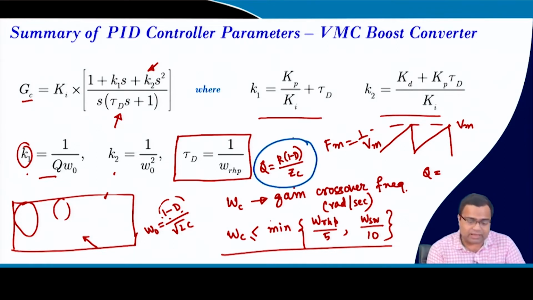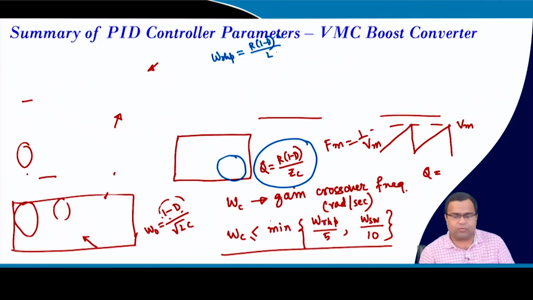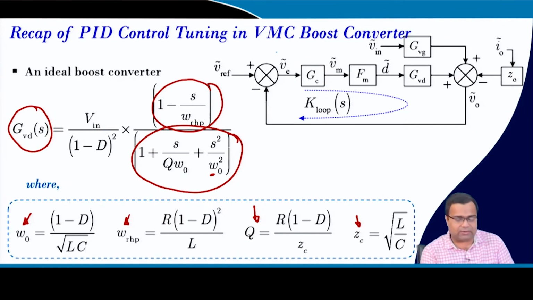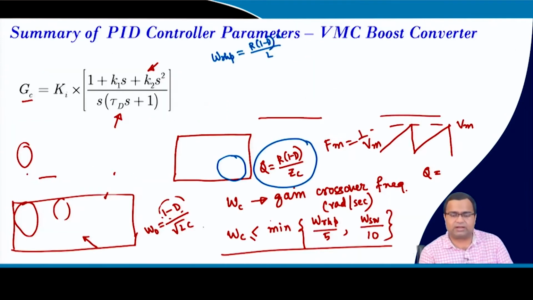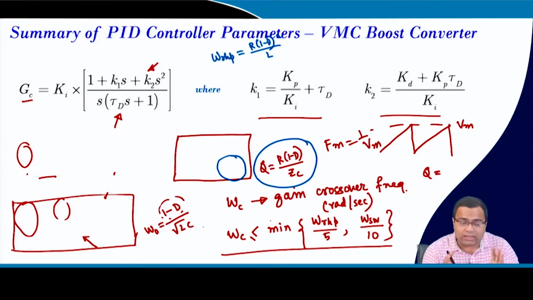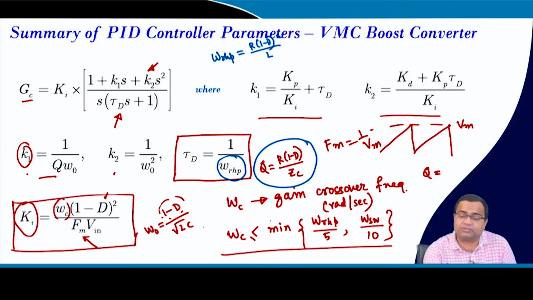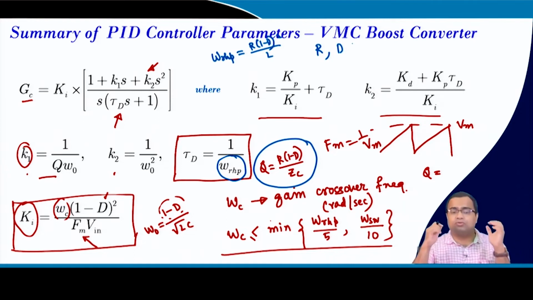So, this is also a function, and we have also discussed that the RHP zero is also a function of these. So, what was our RHP zero? It was R (1 minus D) whole square by L. So, all these parameters of the controller depend on load resistance and duty ratio, and duty ratio is a function of input voltage.